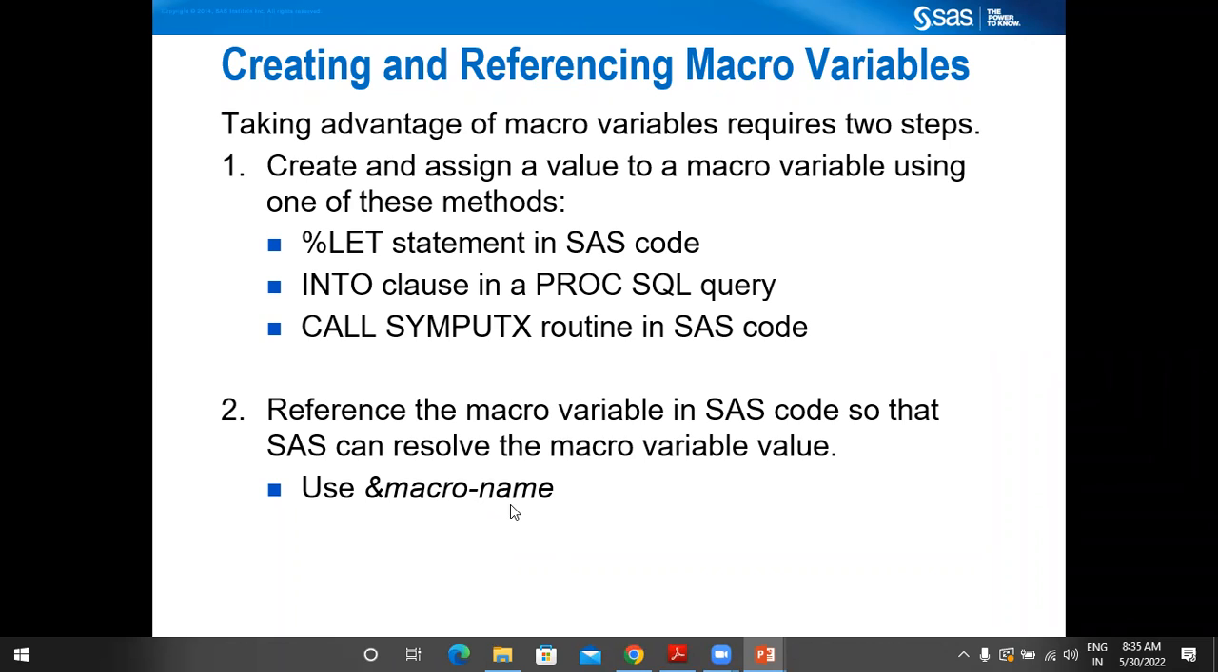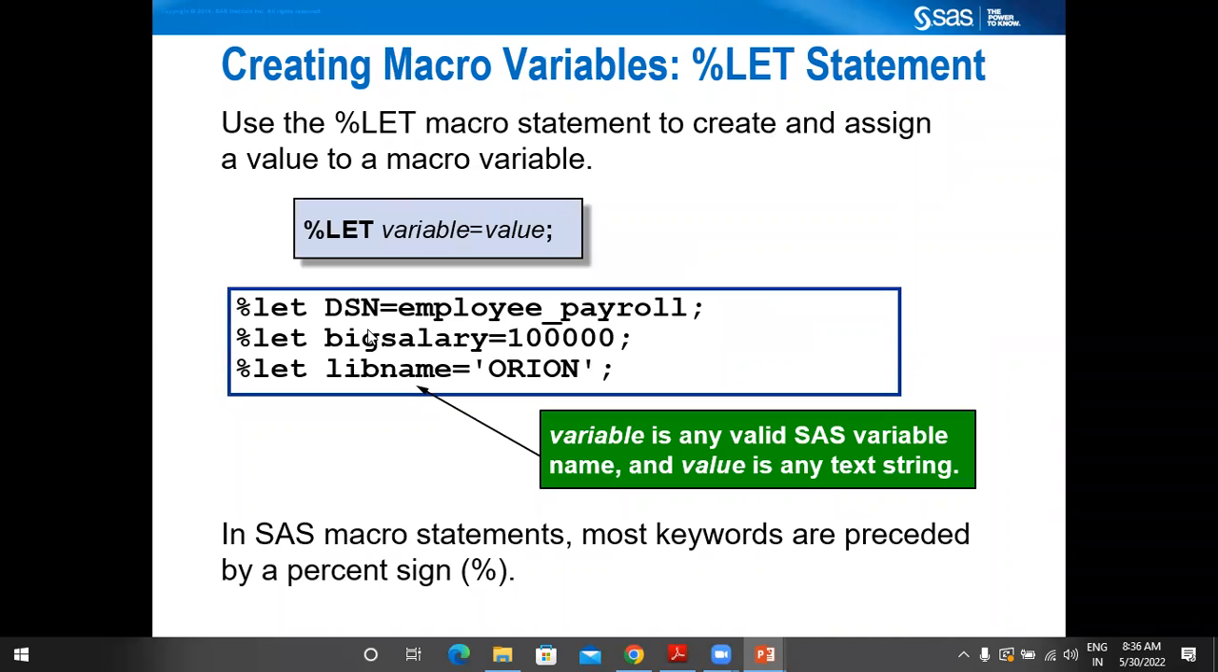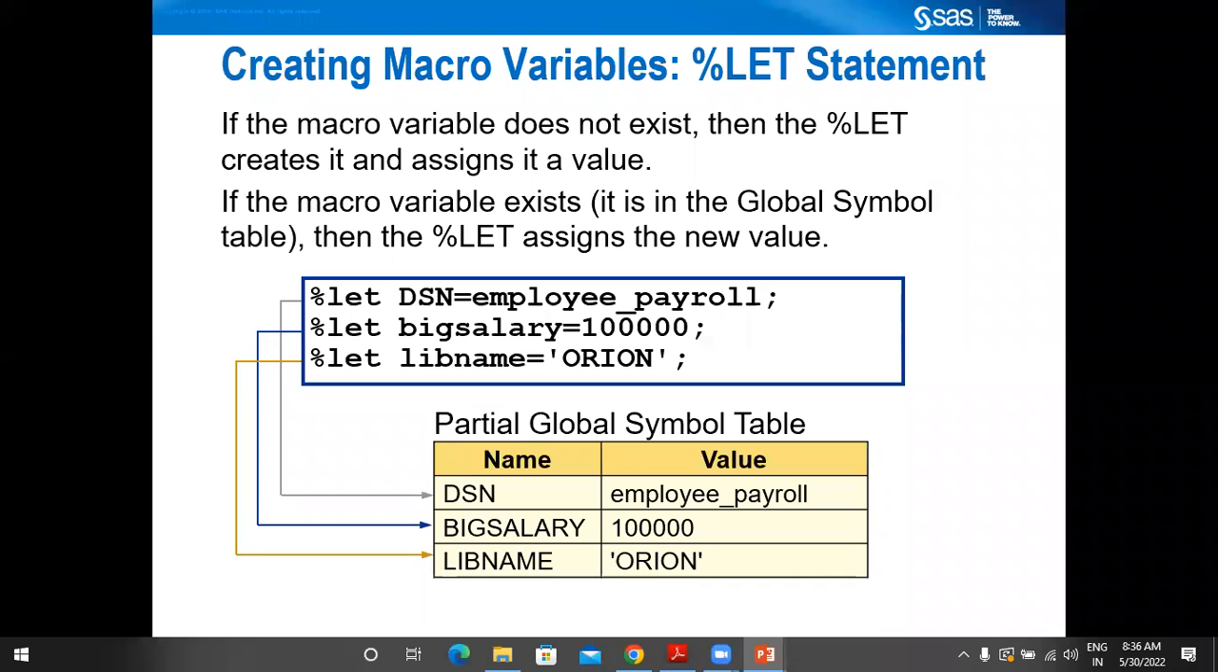Monica, this is just a revision for these people. You just listen to it. We'll be taking this in detail when we have the macro class. All right. So the percent let statement: you're creating this macro with this value, big salary, libname. Percent let is a macro statement. In a SAS macro statement, most keywords are preceded with the percent sign. It is saving into the global symbol table. It's creating a macro variable, and its names and values are saved in the global symbol table.